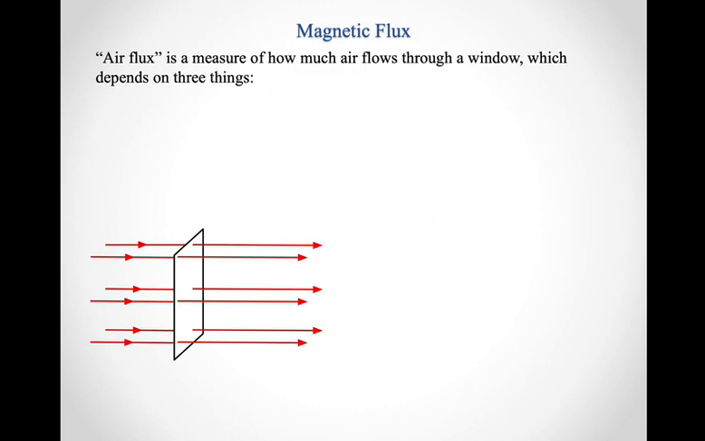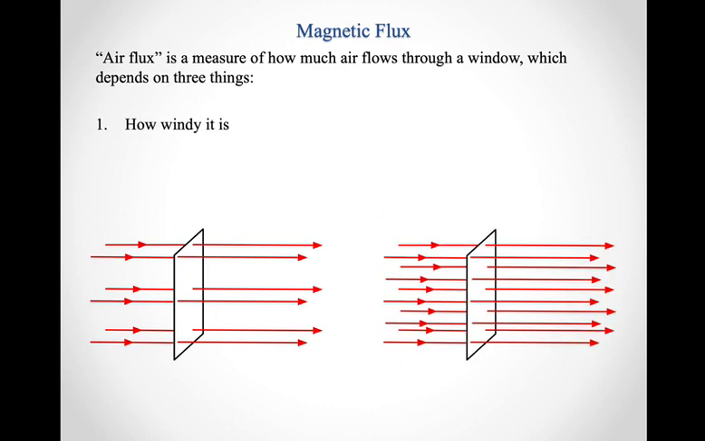So to set up our discussion of magnetic flux, let's step back and talk about an idea that probably makes a little more intuitive sense to you, and that's an idea that we might call air flux. So air flux is a measure of how much air flows through a window. That's going to depend on three things.